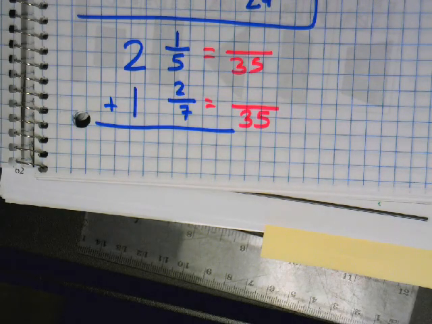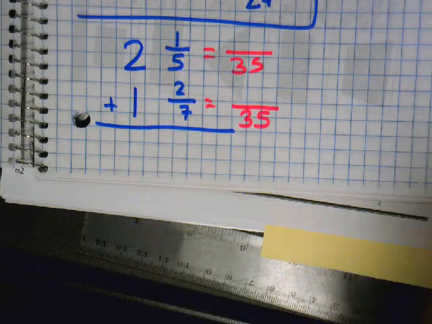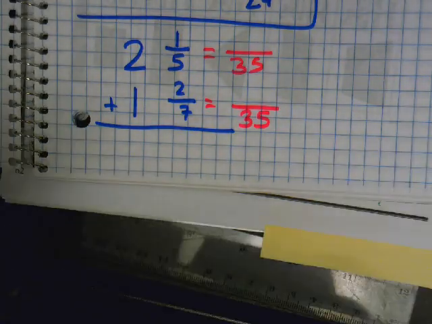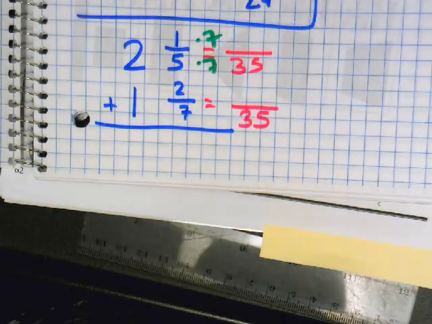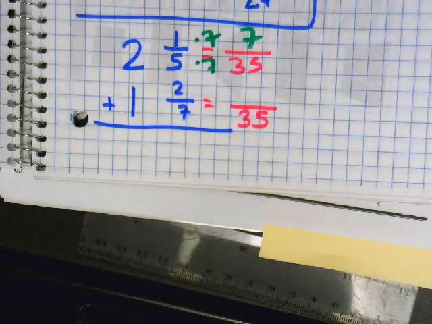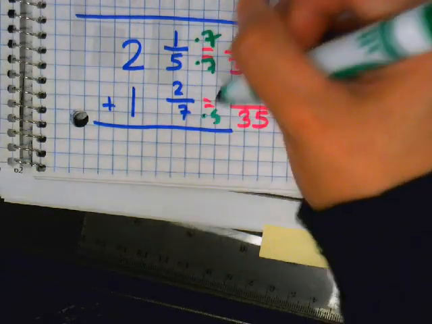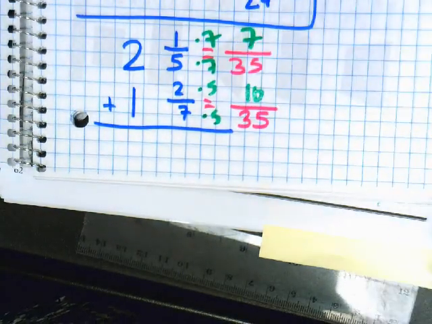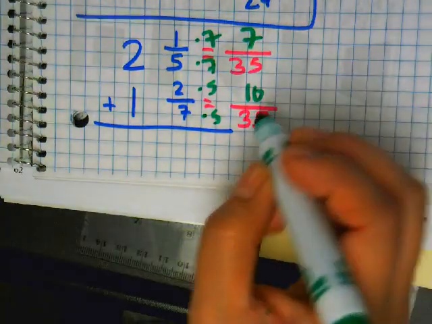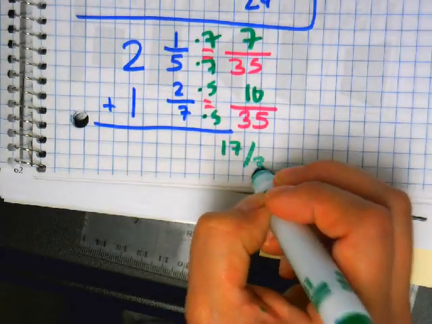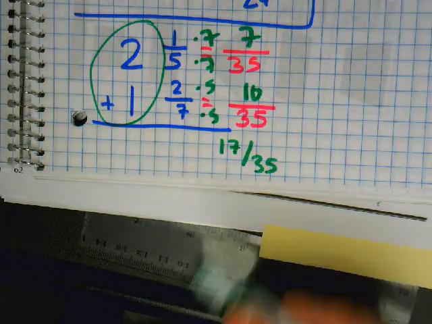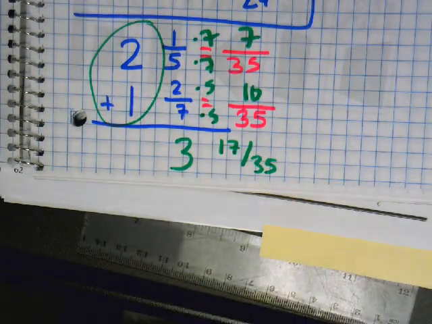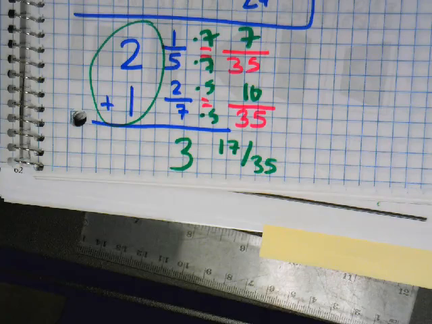And then once you get that, you just add the other big numbers. So 5 times what is 35? 7. So 1 times 7 is 7. 7 times what is 35? 5. So 2 times 5 is 10. Okay, 7 plus 10 is 17 out of 35. And then you add your big numbers, your whole numbers. 2 plus 1 is 3. Can I simplify? Nope. So we are done.